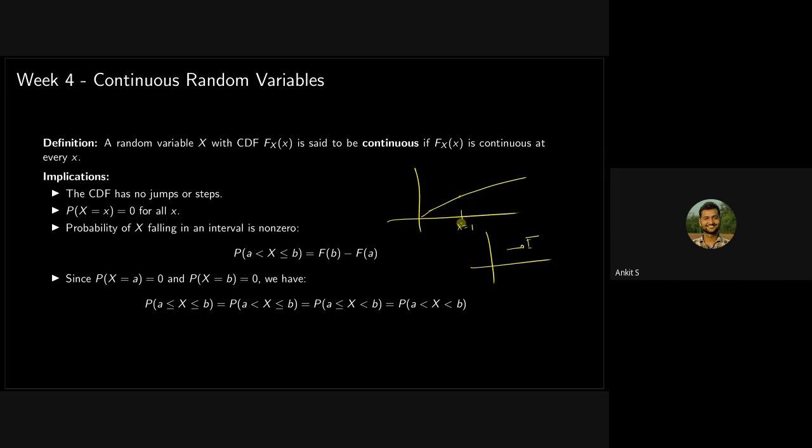So you can consider that it has no jump, so it has 0 probability. The other way of thinking about this is related to PDF, that we will see later. But in this way, you can look at it. Okay. So in case of a continuous random variable, CDF has no jumps or steps. The probability of x taking a particular value is 0 for all x, and the probability of x falling in an interval is non-zero. So if you find some probability at this exact point, it will be 0. But what is the probability of x being between x equals 1 and 2?